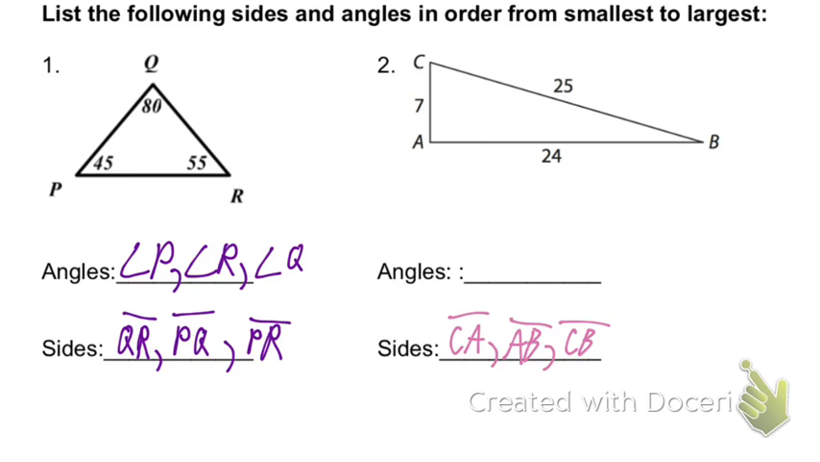Now, do we think we can go the opposite way and know the angles, if we know the sides? Yeah, so what's our smallest angle? Angle B, it's opposite the smallest side. What's our next smallest angle? C, it's opposite the next smallest side. And then angle A. So even though we don't know the actual measures, we can know, hey, smallest to largest, here's where they fall. Does that make sense?